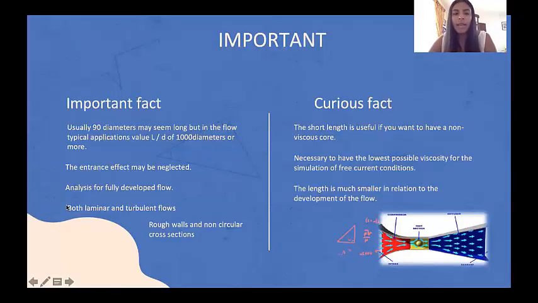And finally, both laminar and turbulent flows apply in this part to rough walls and non-circular cross sections, and correspond in an aerodynamic tunnel. The short length is useful when we want a non-viscous core, when it's necessary to have the lowest possible viscosity for the simulation of free current conditions. And third, the length is much smaller in relation with development of the flow.